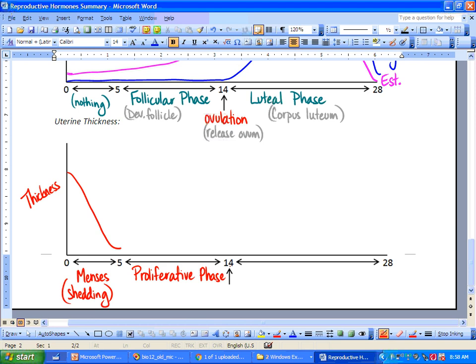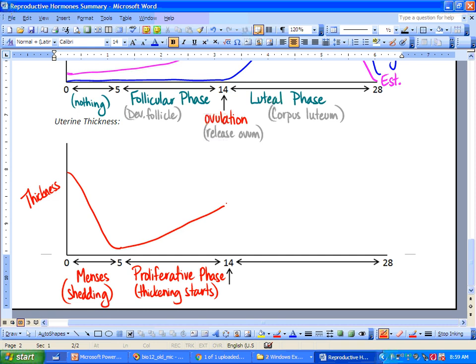And the proliferative phase is when we first start thickening the endometrial lining. So maybe I'll just say thickening starts. What ends up happening is your uterus starts building up in terms of its thickness. Now, day 14 is ovulation, but ovulation is an event that occurs in the ovary, right?